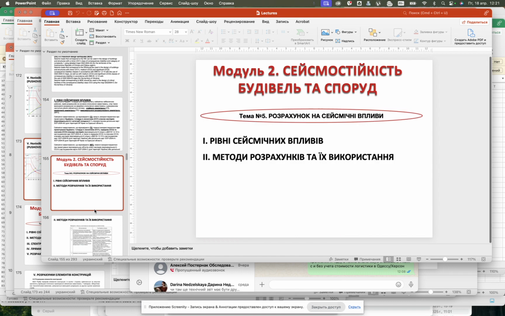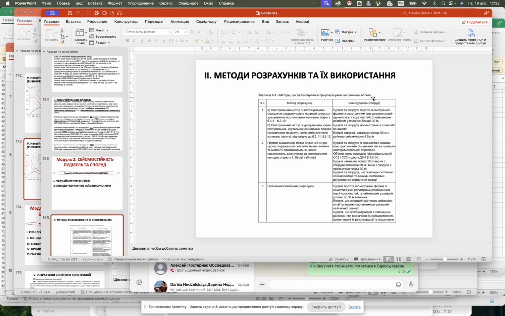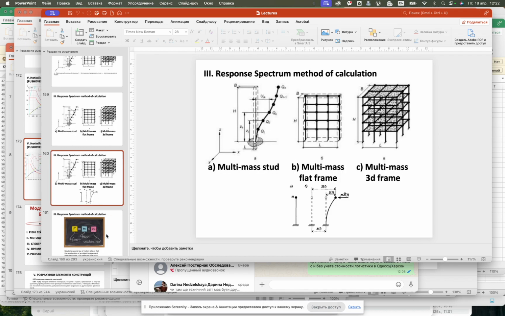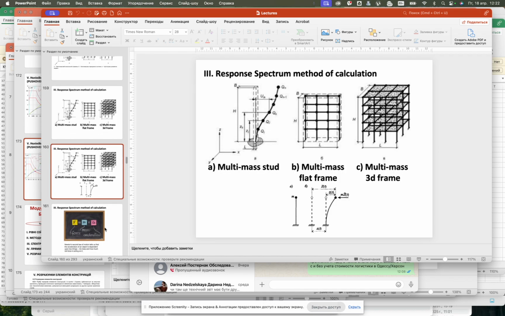from the earthquake effects. Next, we have analyzed three main methods of calculation of seismic effects. First was the spectral method, and we almost completely analyzed this method. The second part of this course will be devoted to the dynamical method, and the third part of this lecture will be devoted to the nonlinear static method of calculation. So here are the calculation schemes.